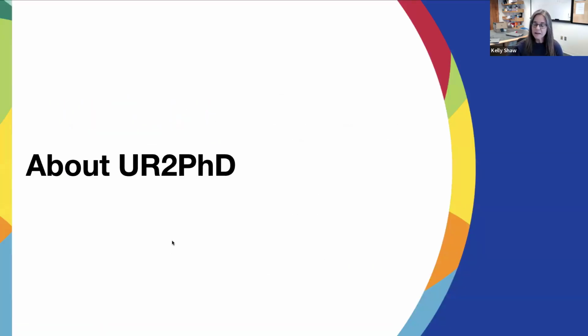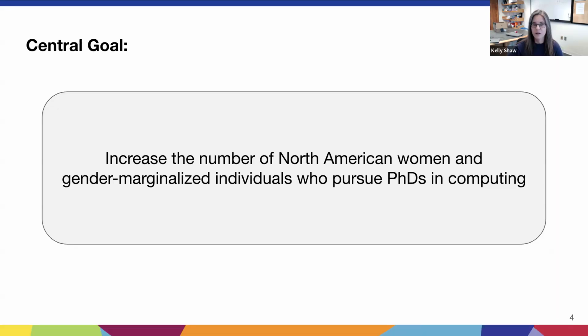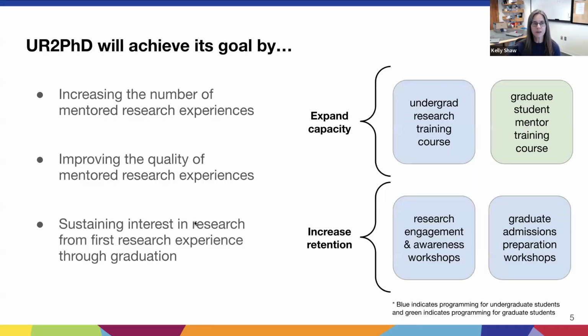So let me just tell you a little bit about UR2PhD, as some of you may not be aware of it. UR2PhD stands for Undergraduate Research to PhD, and it has a high-level goal of increasing the number of North American women and gender marginalized individuals who pursue PhDs in computing. Now, having said that, UR2PhD is open to everyone in North America. So it is not limited to only women and gender marginalized individuals who are undergraduates. But we do have this goal. We're trying to get more individuals from these demographics into PhD programs.